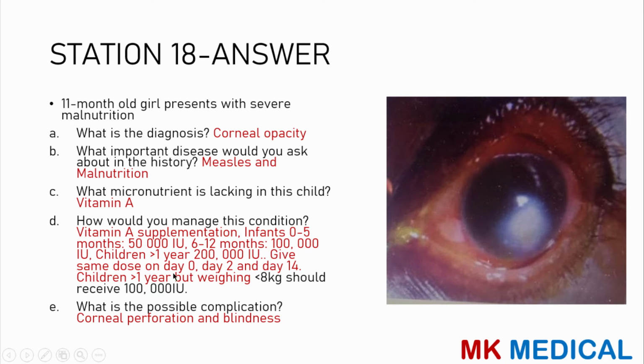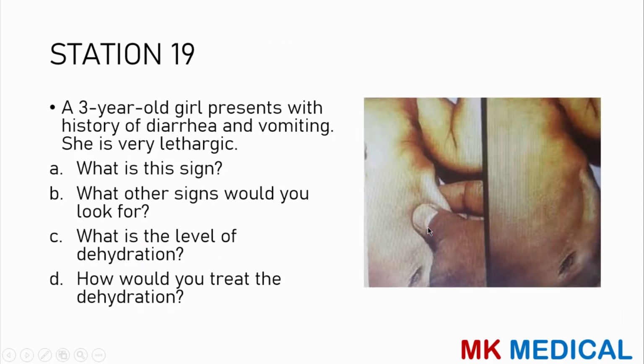And then of course, if this child is older than a year but they're weighing less than 8 kg, they should receive half the dose. That's 100,000 international units. The complication that could arise from this is corneal perforation and blindness.